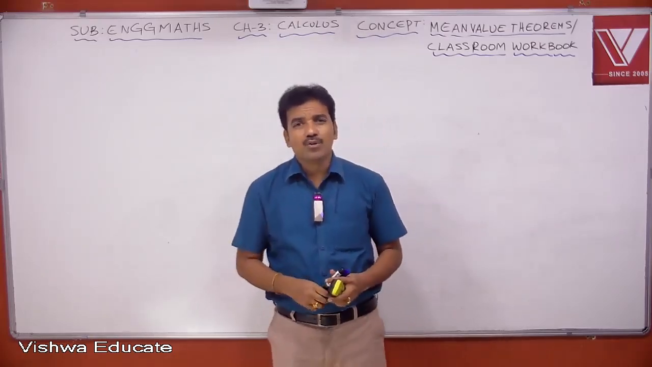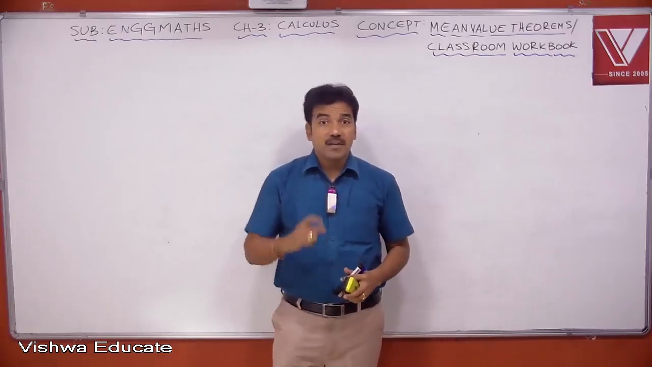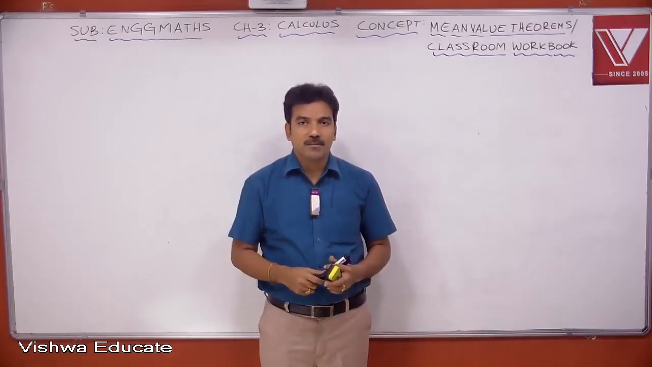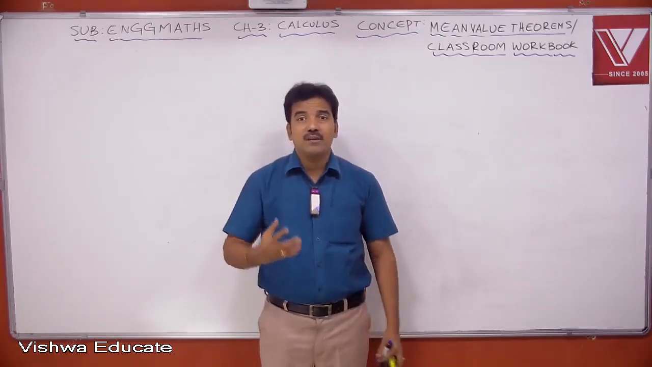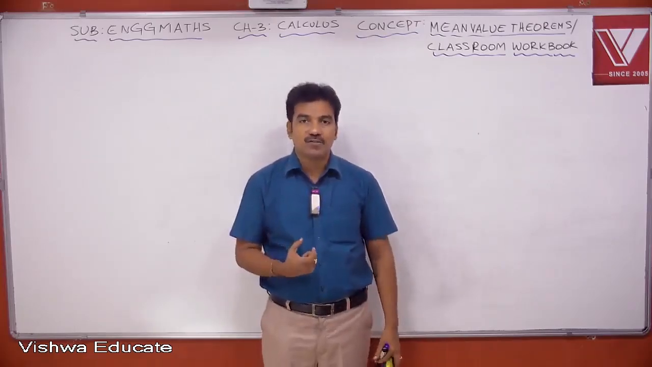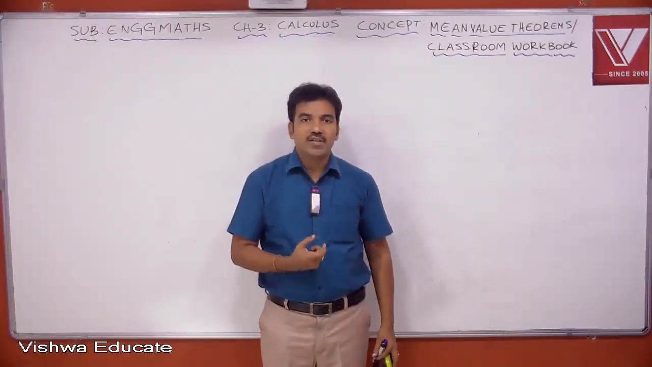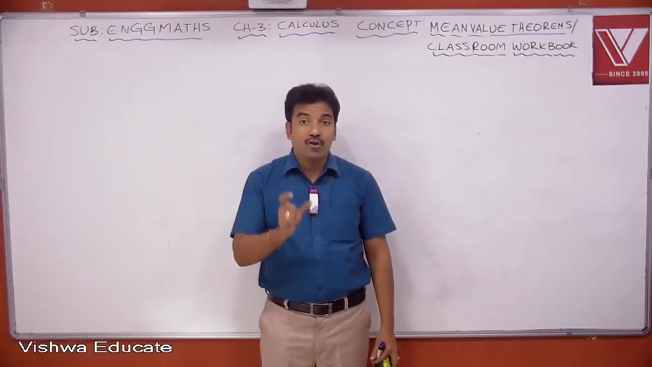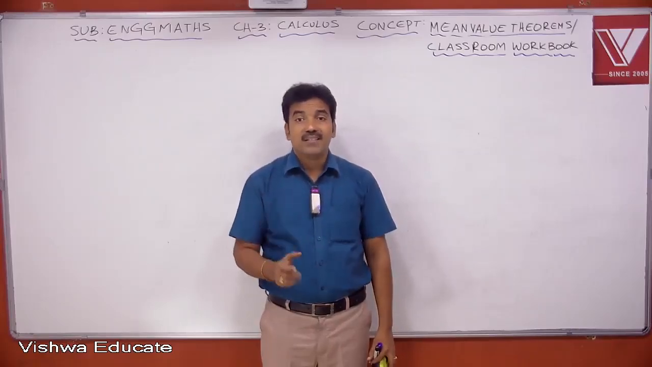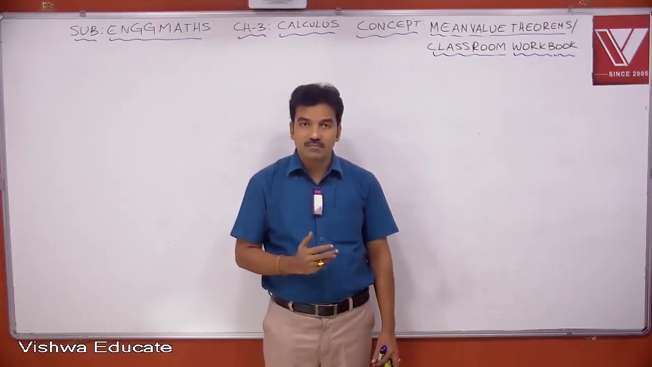In fact, Rolle's mean value theorem is a particular case of Lagrange's mean value theorem because we have seen f of a equal to f of b. Then Lagrange's mean value theorem becomes exactly Rolle's mean value theorem. If it is Lagrange's mean value theorem, f of a is not equal to f of b. If f of a and f of b are same, then this is called Rolle's mean value theorem, right?